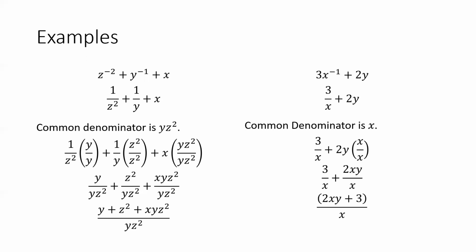Just as simple, not that hard. Remember, the only thing we're learning here is just get rid of the negative, and then we know how to solve the problem. So 3x to the negative 1 plus 2y. x to the negative 1 is just 3 over x, right? And 2y is just 2y.